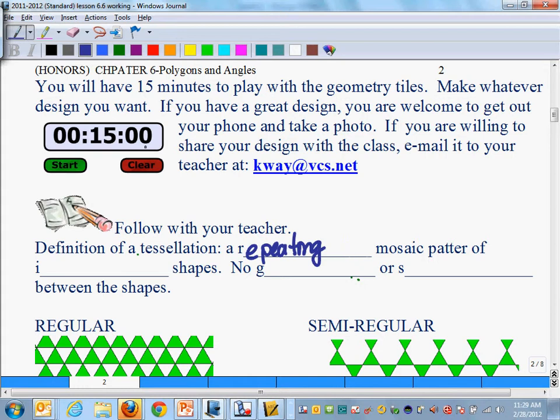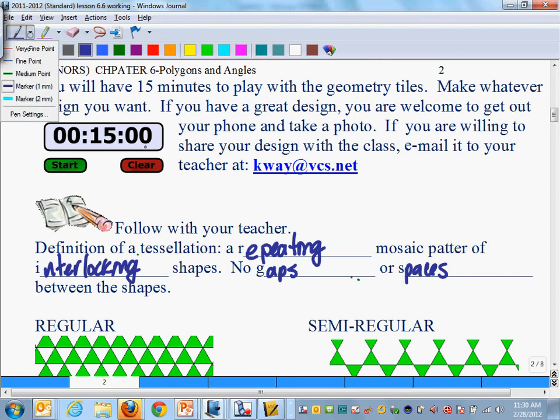A repeating mosaic pattern of interlocking shapes. No gaps or spaces. A repeating mosaic pattern of interlocking shapes, no gaps, no spaces. This is the definition of a tessellation. Let's say spaces.